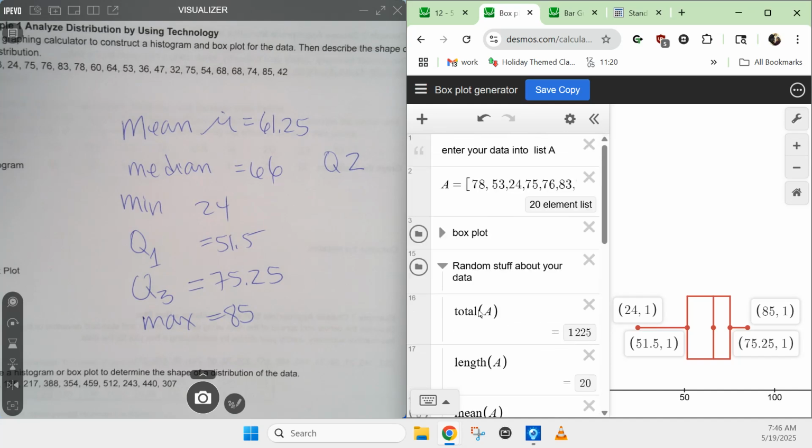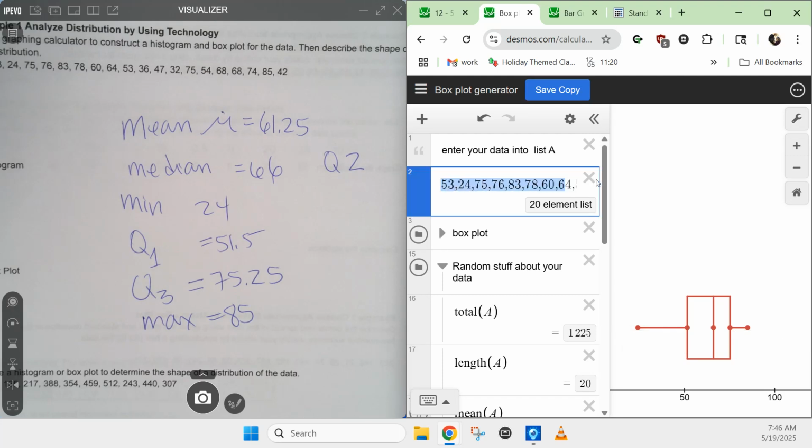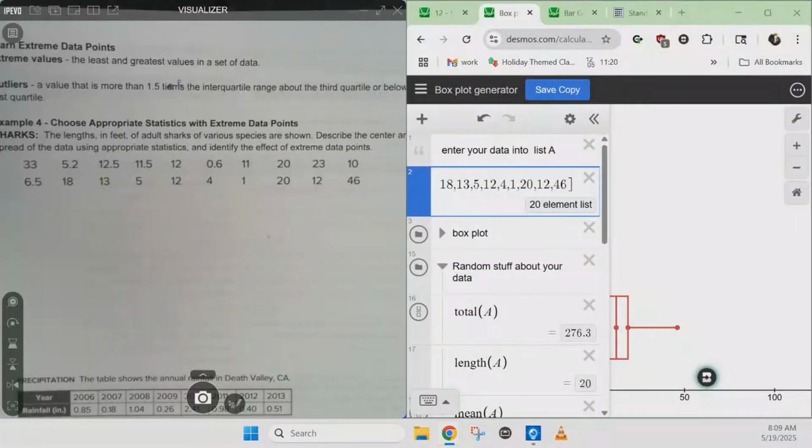Now, if you were looking for the standard deviation, hopefully you've got it already typed into the box plot. And so we're just going to copy these numbers. So you're going to copy these numbers. And hopefully I can come over here to my standard deviation. I went ahead and put in the data for this problem and into the box plot.